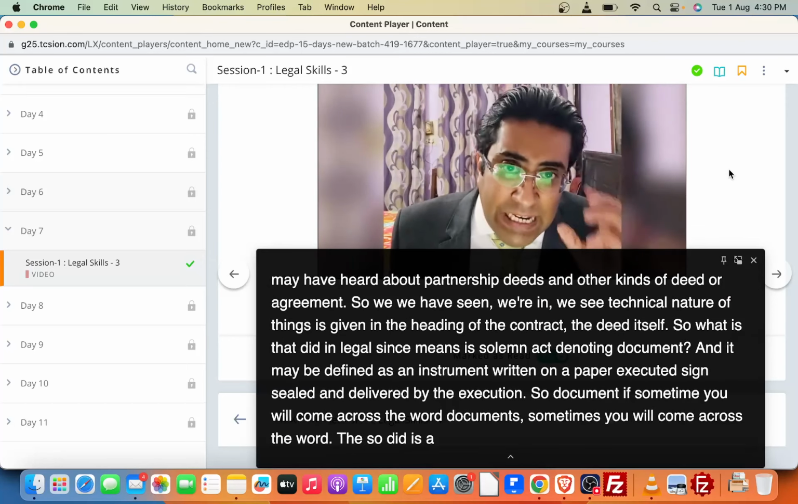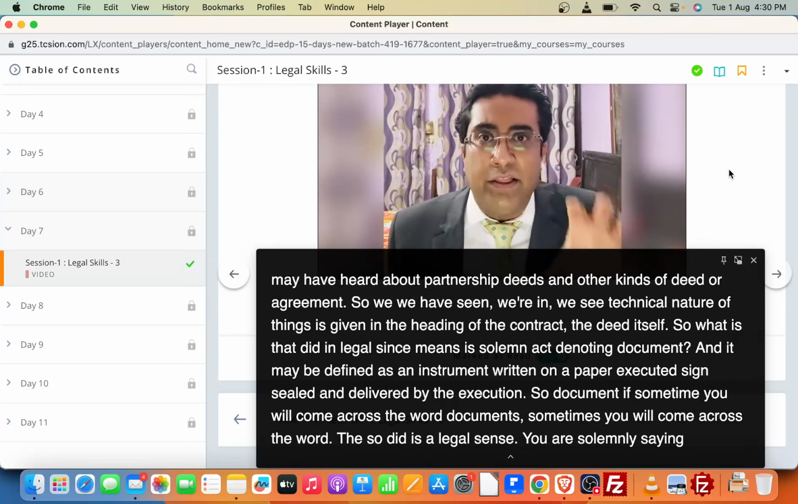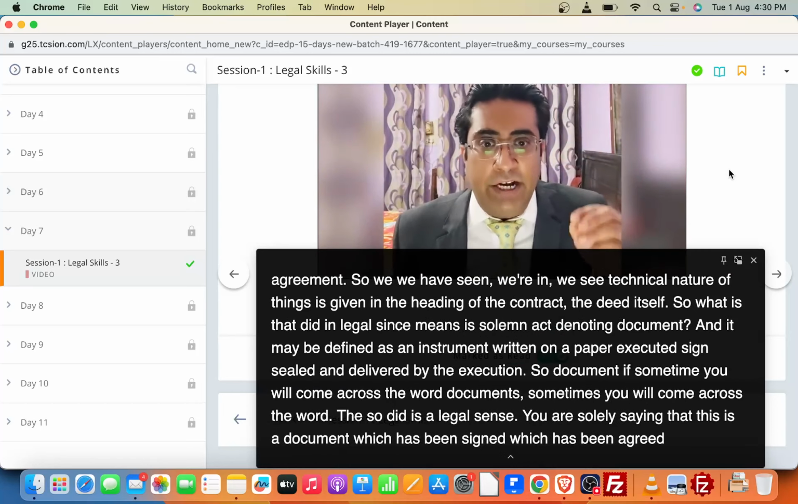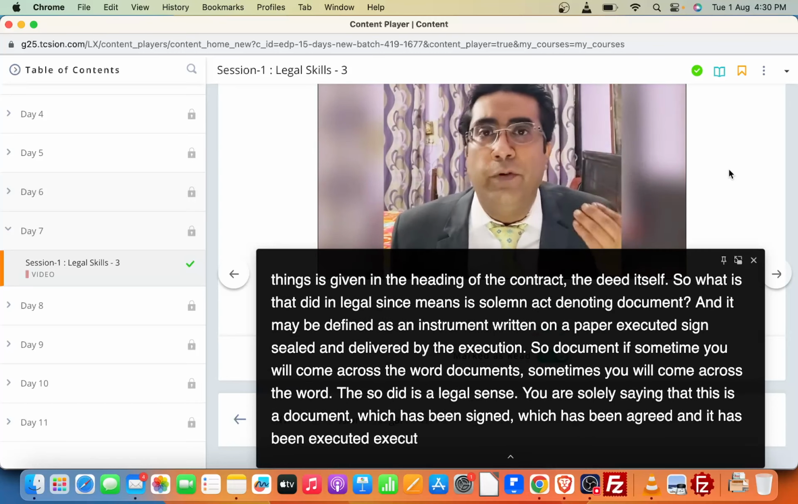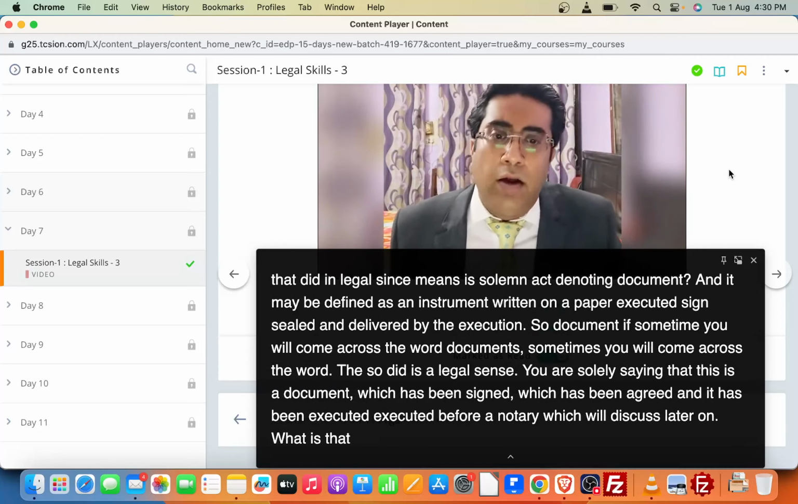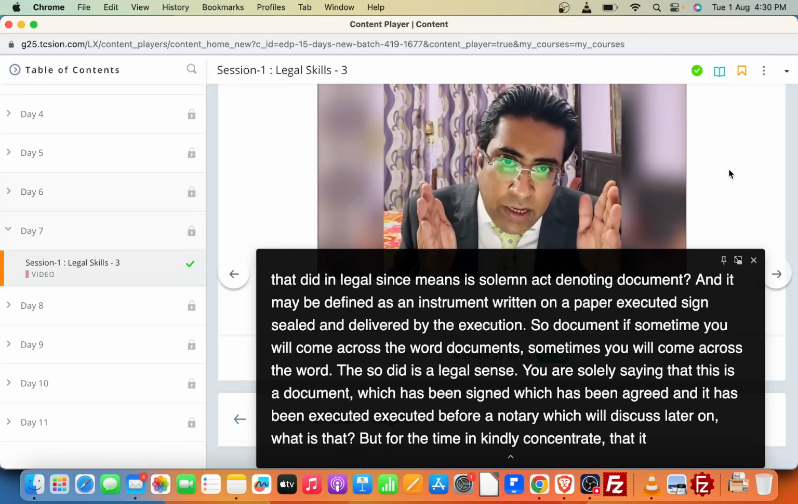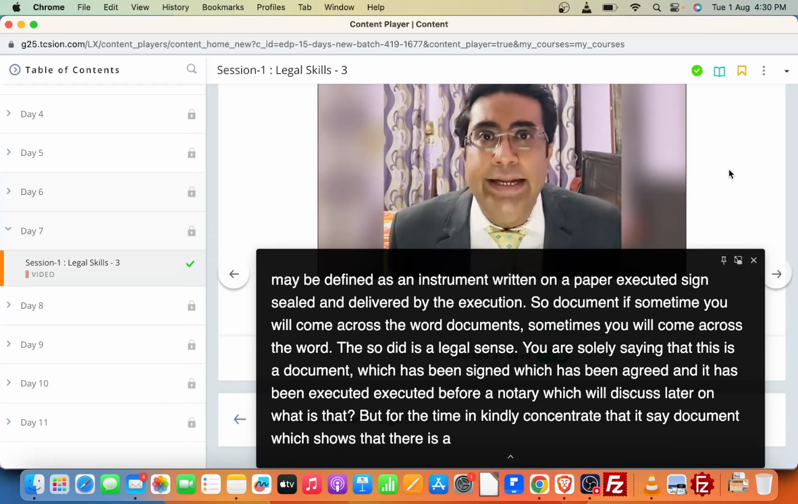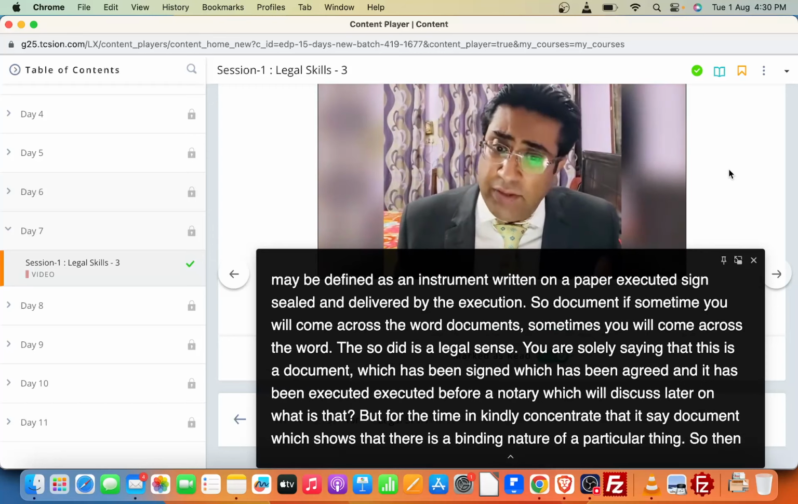So a deed is a legal sense. You are solemnly saying that this is a document which has been signed, which has been agreed, and which has been executed before a notary, which we'll discuss later on, what that is. But for the time being, kindly concentrate that it's a document which shows that there is a binding nature of a particular thing.